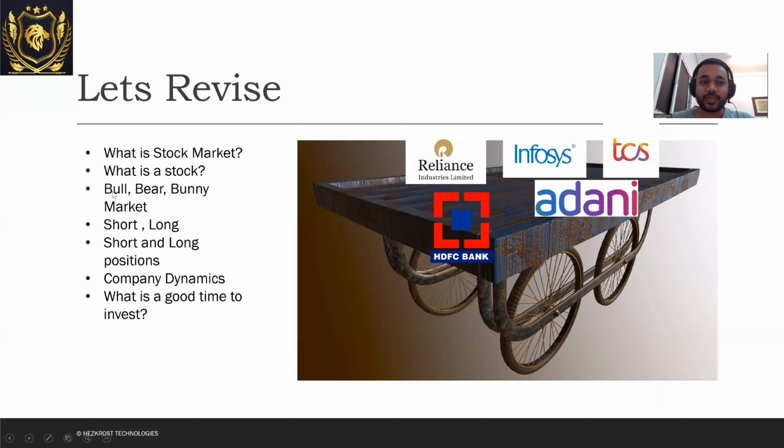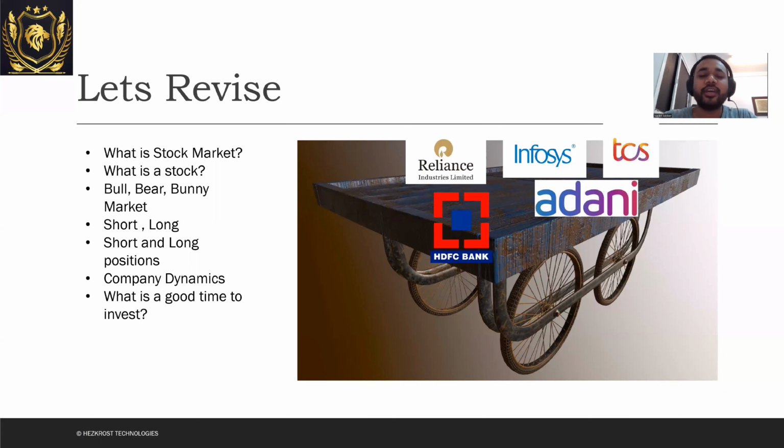Make sense? What is bull, bear, and bunny market? Ayush. Bull market is when prices are getting high. Bear market is when everyone is in the selling position. And bunny market is when the movement is sideways, when the market is sometimes bullish and sometimes bearish.